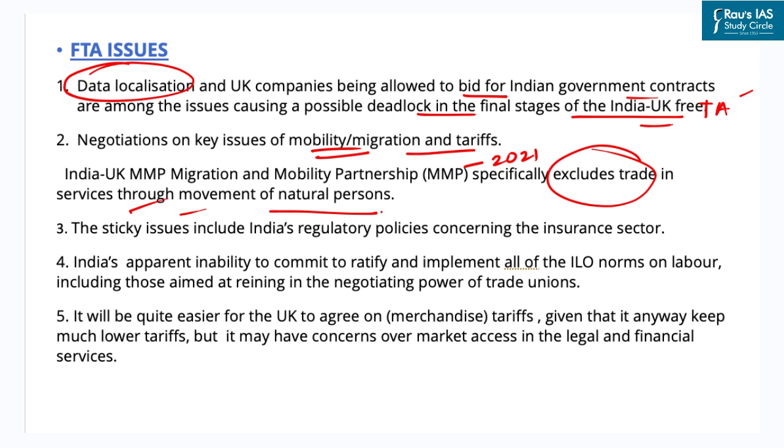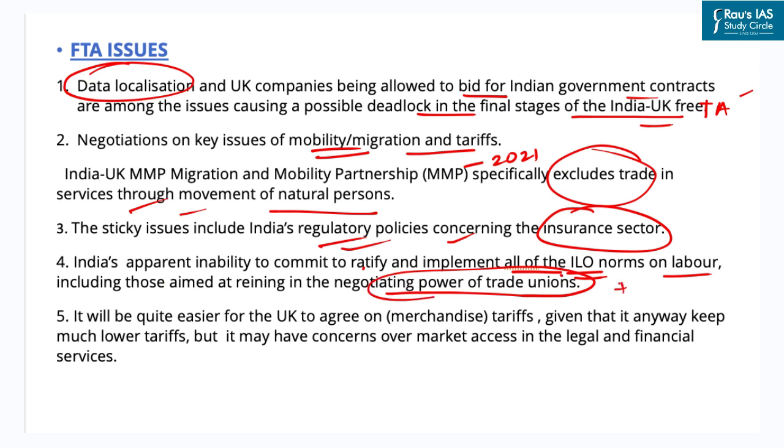Another sticky area between India and UK related to the FTA is attributed to the insurance sector and India's regulatory policies in the insurance sector. Further, India has failed to commit to ratify and implement all of the norms of the ILO on labor, including those on the negotiating power of the trade unions. And this does not go well with the United Kingdom.